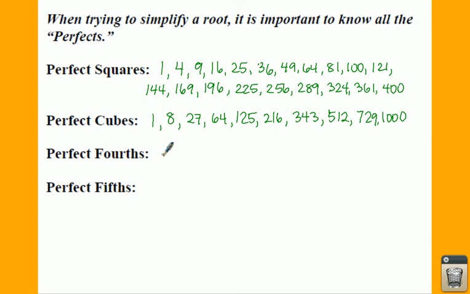Perfect fourths, if you know these through 5, you should be good. So 1 to the fourth is 1, 2 to the fourth is 16, 3 to the fourth is 81, 4 to the fourth is 256, and 5 to the fourth is 625. And perfect fifths, really you need to know 1 to the fifth is 1, 2 to the fifth is 32, and 3 to the fifth is 243. Usually those ones you need to know. 4 to the fifth is 1024. 5 to the fifth, which you rarely run into, is 3125, but I think you might have to do the 1024 on one of the problems. So let's move on to our first example.